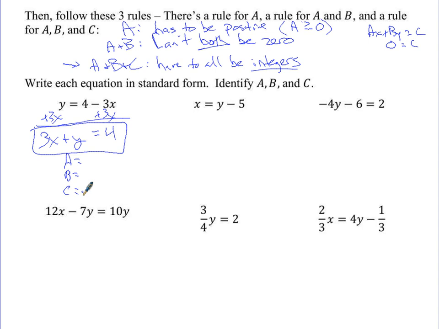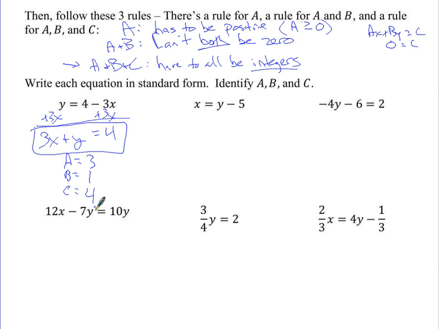What is A? It's 3. The number on x is A. What's B? 1. The number on y is B. And what's C? 4. Because that's the constant term on the right-hand side of the equation. So that's what you have to do on these problems.